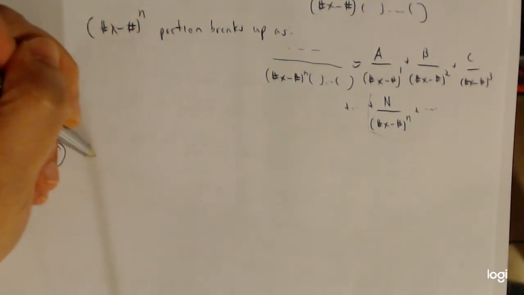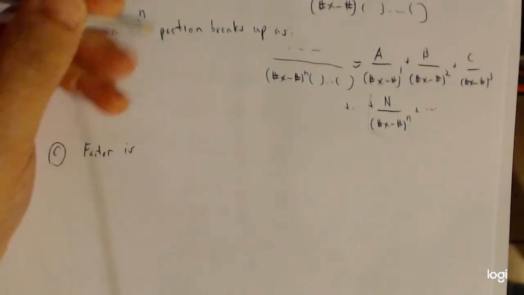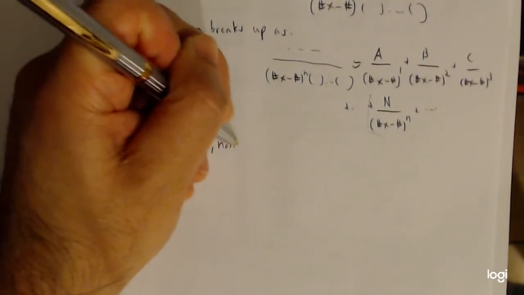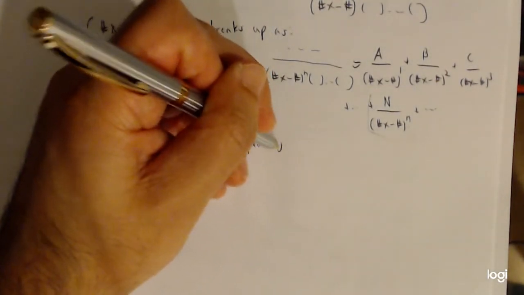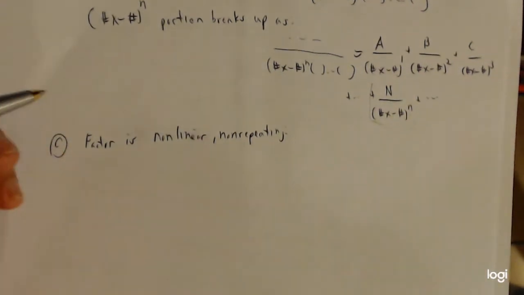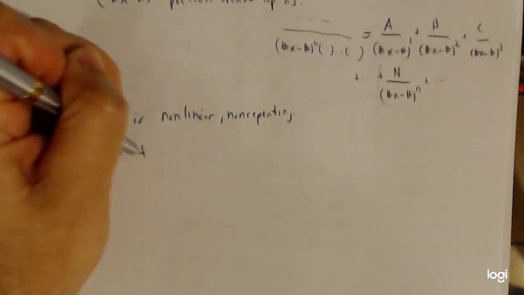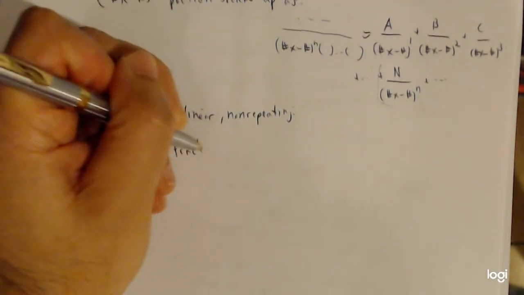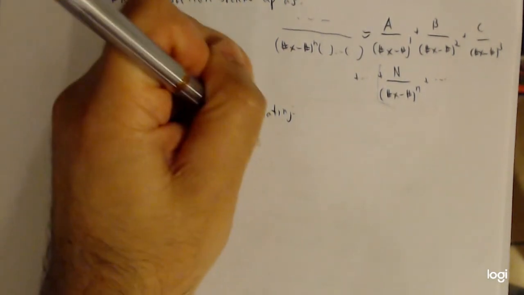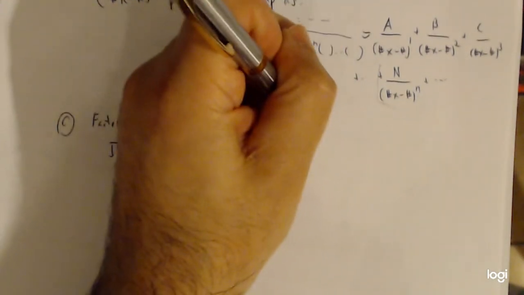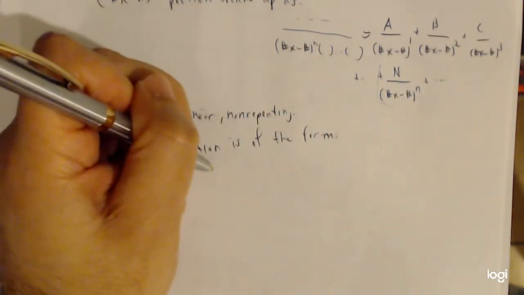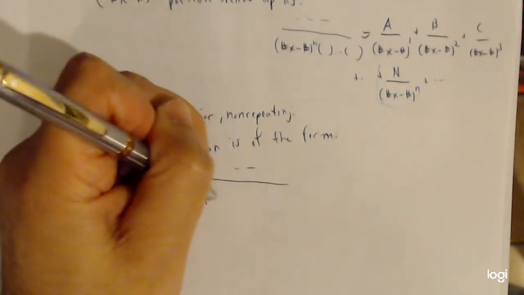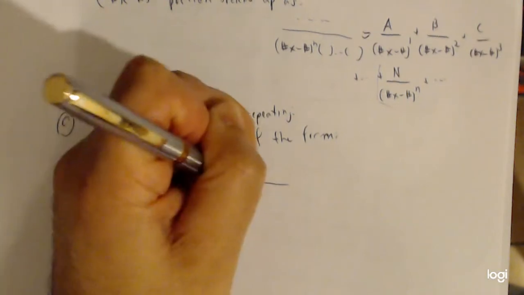So what we're going to say now is, what if the factor is nonlinear, non-repeating? Okay, so what that means is the following. If the fraction is of the form, we have a fraction here, and it'll be a number x squared plus a number.